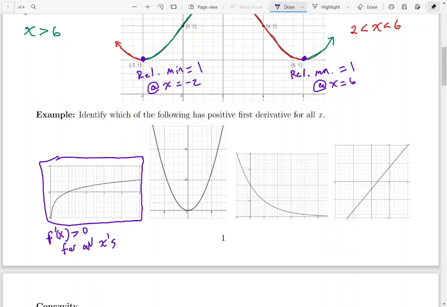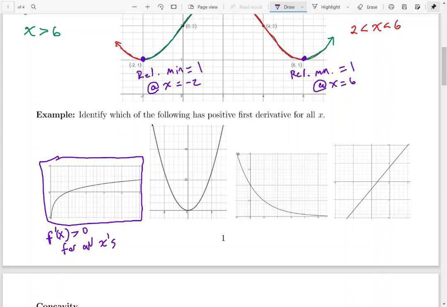Well, then let's look at this next one. This next one, a parabola, if you recognize that, is decreasing from here to here and increasing after that. So that's not one of our situations. This does not have a positive first derivative for all of our x's. It has a negative derivative to the left of 0 and a positive derivative to the right of 0. So that's not our situation we're looking for.